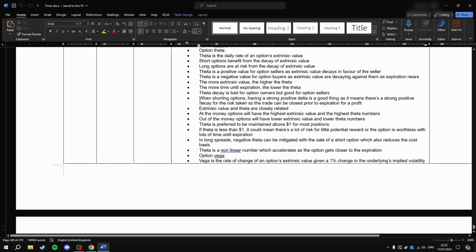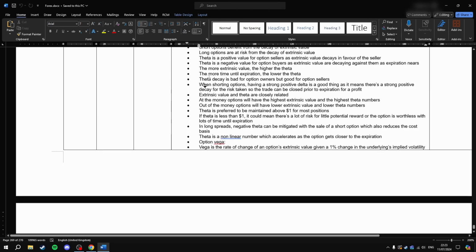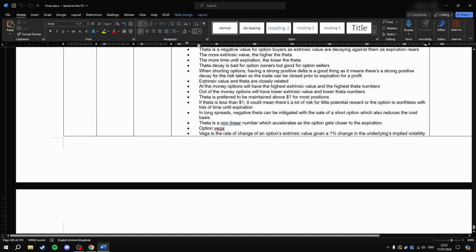For option theta, theta is the daily rate of decay of an option's extrinsic value. So short options benefit from the decay of extrinsic value, long options are at risk from the decay of extrinsic value. Theta is a positive value for option sellers as extrinsic value decays in favor of the seller. Theta is a negative value for option buyers as the extrinsic value is decaying against them as expiration nears.